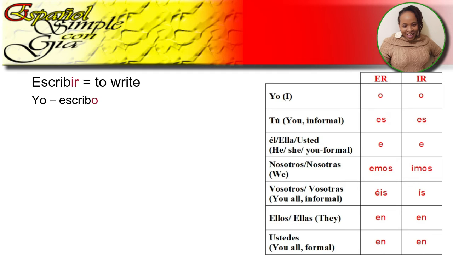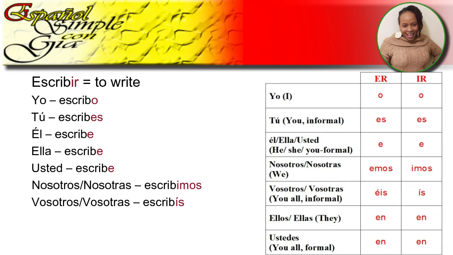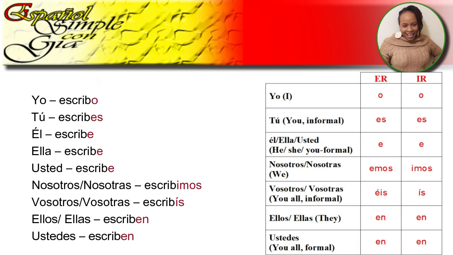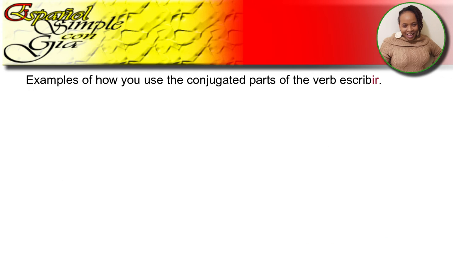Yo escribo. Tú escribes. Él escribe. Ella escribe. Usted escribe. Nosotros o nosotras escribimos. Vosotros o vosotras escribís. Ellos o ellas escriben. Ustedes escriben. Here are some examples of how you use the conjugated parts of the verb escribir.